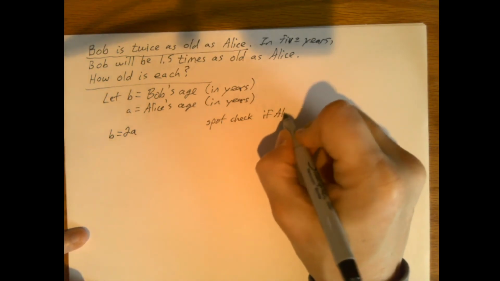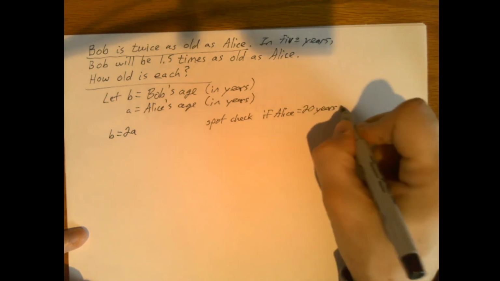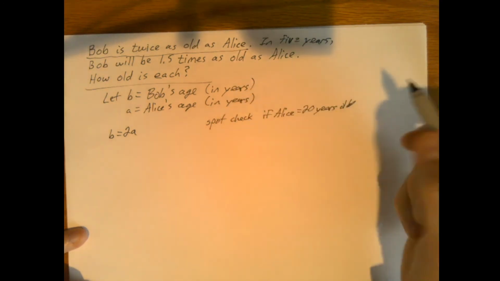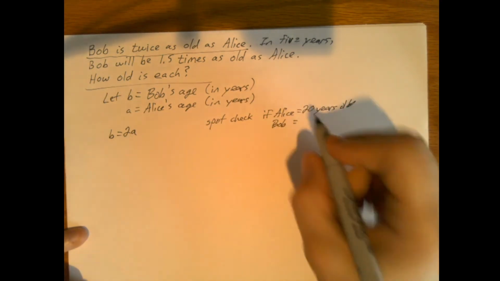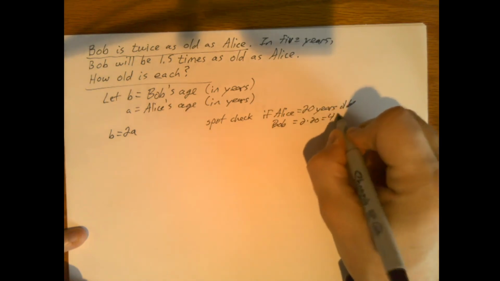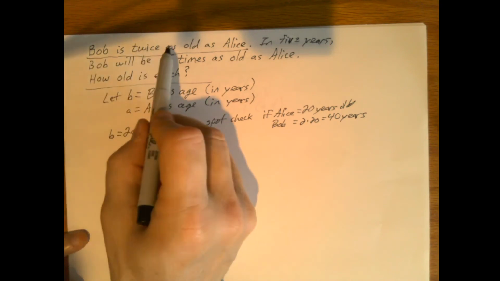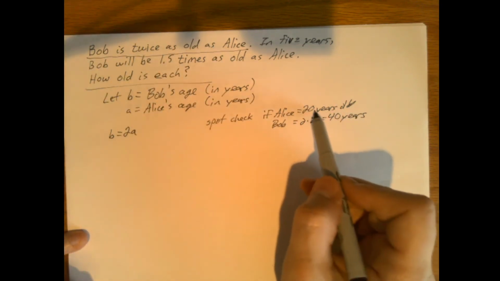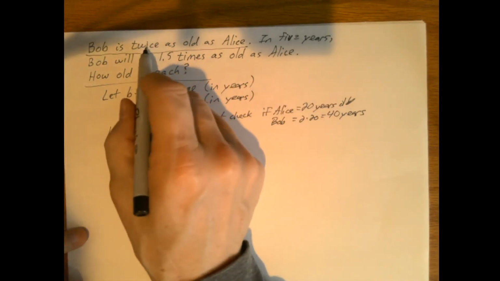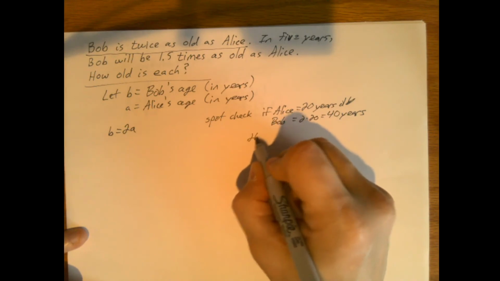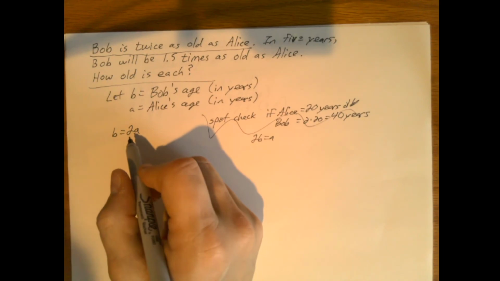if Alice is, say, 20 years old, and really these are years old, right? Then Bob will be what? 2 times 20 equals 40 years old. Does that match up with the English here? Bob is twice as old as Alice. Yeah, 40 is twice 20. I'm just doing this so that I don't accidentally write this, that I see twice and think, oh, it says 2B equals A. So that's the reason why I check this. Okay? So here's my first relationship.